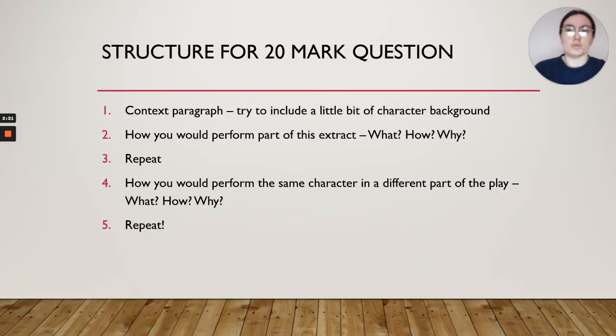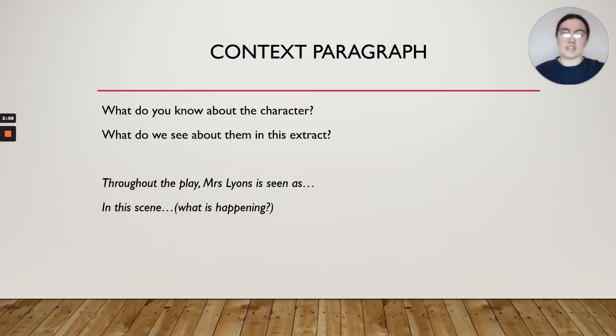Right guys, moving on. So your structure for your 20 marker. We always start with our context paragraph, and in the 20 marker it's useful to give a little bit of character background. Then in our new structure, because remember we are starting with a new structure, we are going to do 2 paragraphs on how you perform this extract and 2 paragraphs on how you perform the same character in different parts of the play, because the structure that we were using previously where we were doing this extract, different extract, wasn't quite working. It didn't really help us get as much detail in as we could. So let's start with your context paragraph.